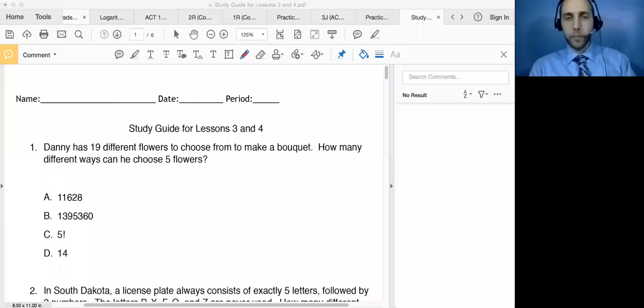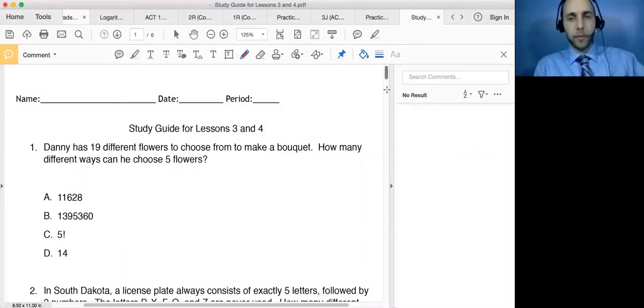Hey guys, I'm going to go over the study guide for you here for lessons 3 and 4, the combinations and permutations and the probability distribution tables study guide for that test that's coming up. So let me show you guys that and we'll get to it right here.